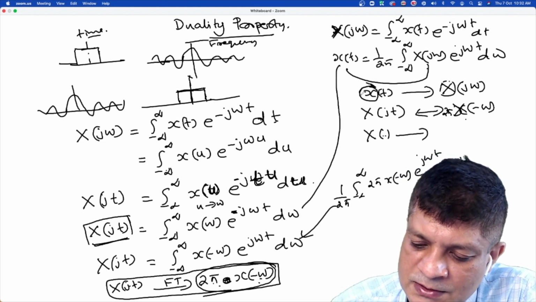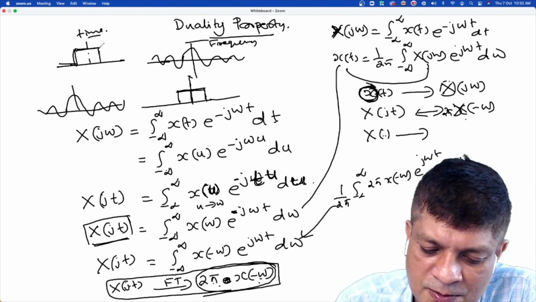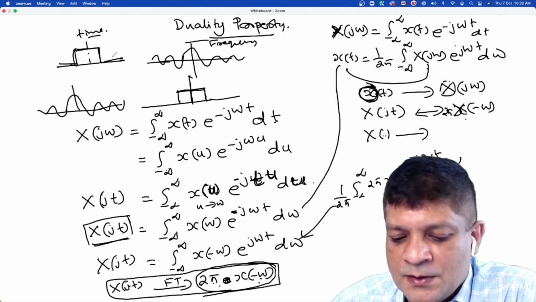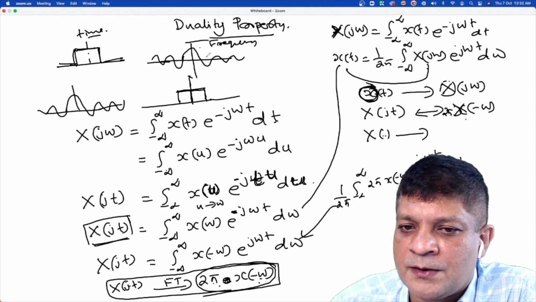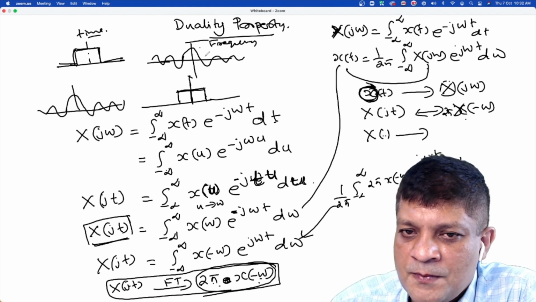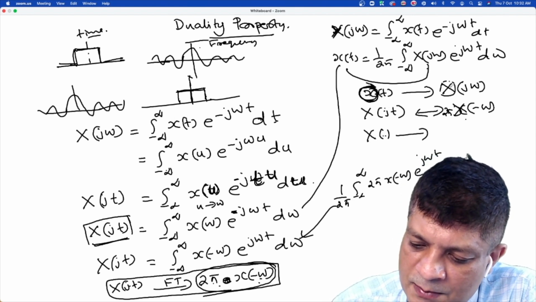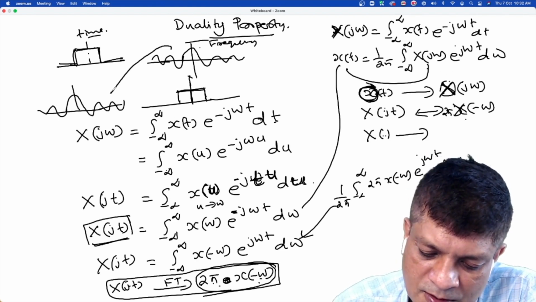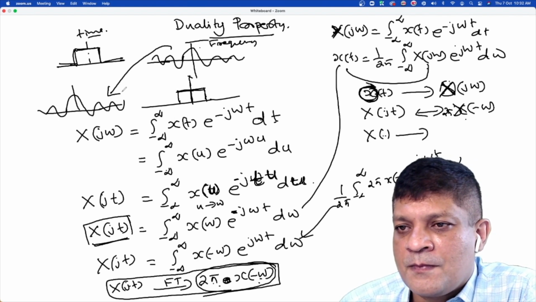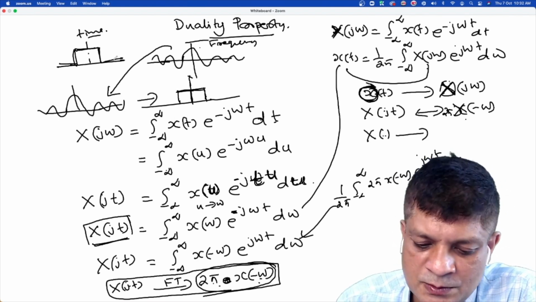Now the duality property says that if we consider a signal having this shape in the time domain, what is its spectrum? For example, take a rectangular pulse as small x, and in this case this capital X is a sinc function. Now, if we consider in the time domain a signal having this shape, what is its spectrum? How is it related to this?